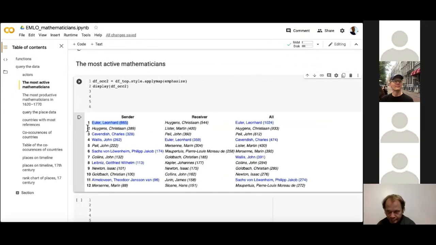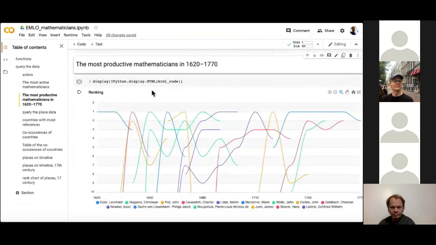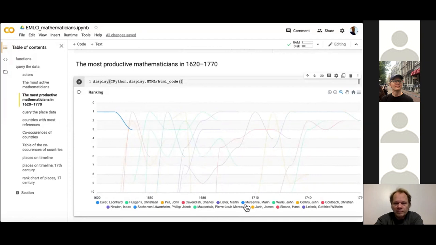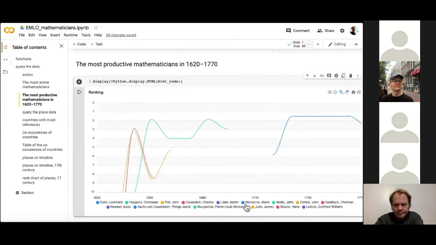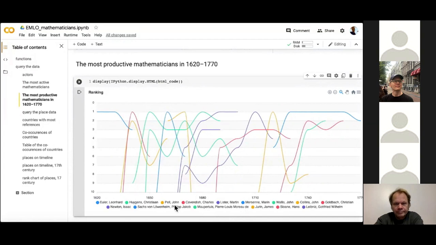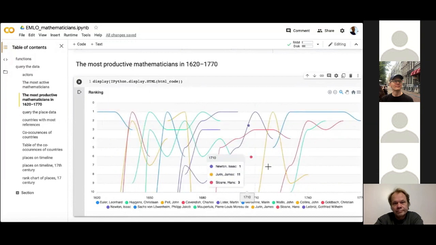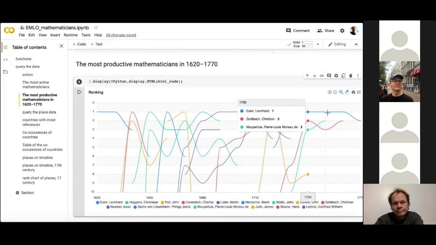This is a visualization of the top writers between the years 1620 and 1770, and the ranking of the author is depicted on the y-axis, so that the highest ranking actor appears on the top of the diagram. Based on the underlying collection data, in the 1620s and 1630s Marin Mersenne was at the highest rank, and Christian Huygens was among the top writers during the years 1650 to 1690s. Isaac Newton has been an active writer in the late 17th and early 18th century. And finally we have Leonhard Euler, who has been the top writer during four decades from the 1730s to the 1760s.